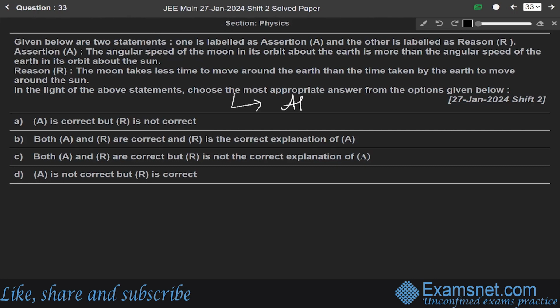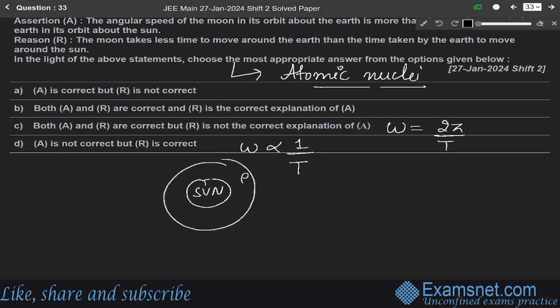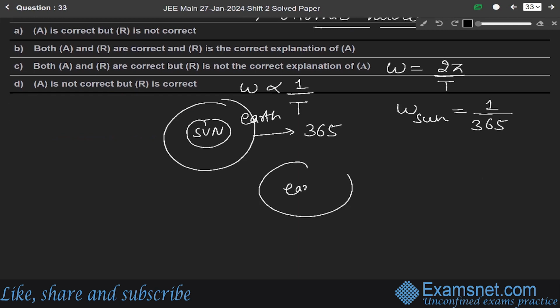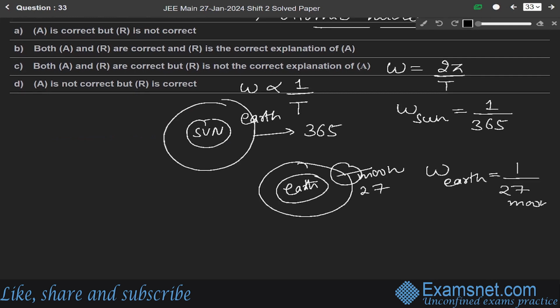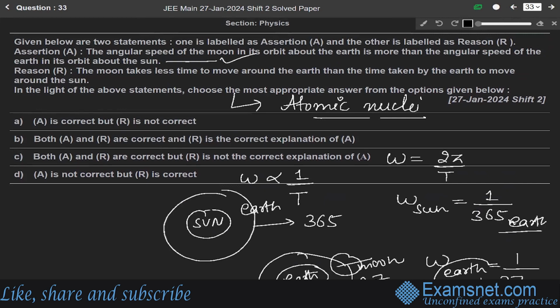So students, this question is from the chapter of atomic nuclei. According to these two statements, we know that the angular speed omega equals 2π/T, meaning the angular speed is inversely proportional to time period. And we know that the earth completes one rotation around the sun in 365 days, and the moon completes one rotation around the earth in 27 days. So the angular frequency of the moon will be greater than that of the earth, which revolves around the sun. So statement 1 is correct, and the reason given for this is also correct.